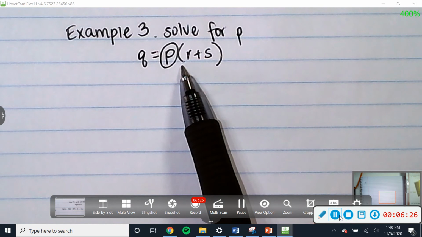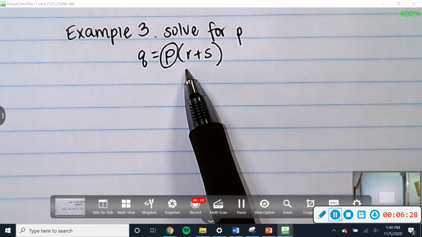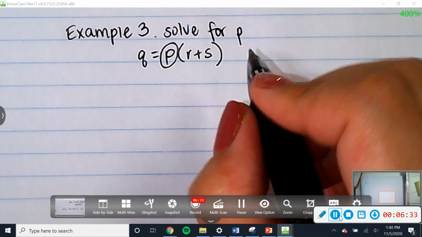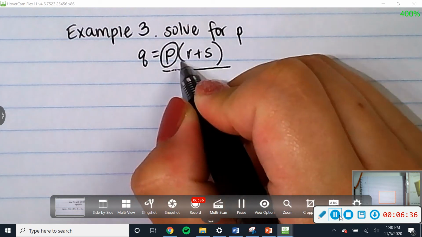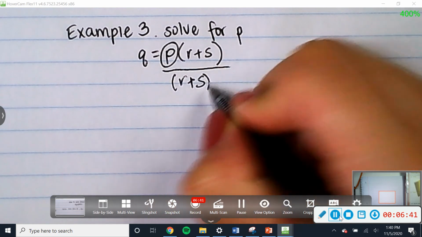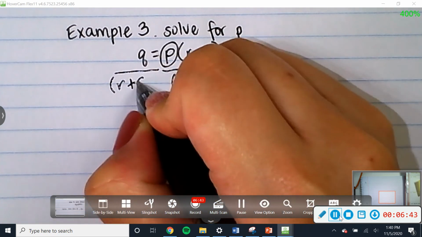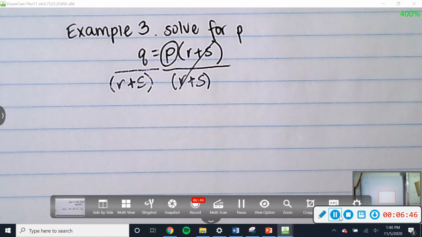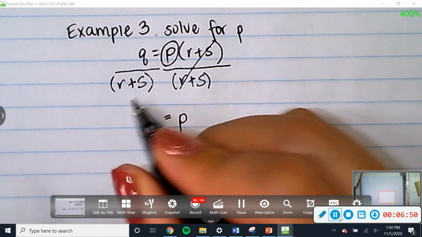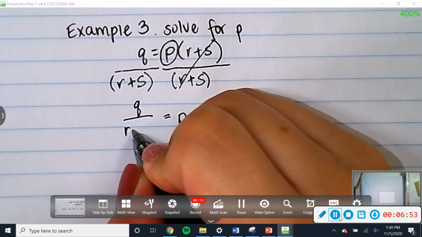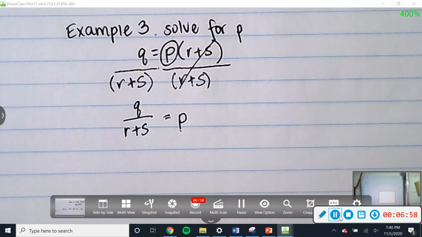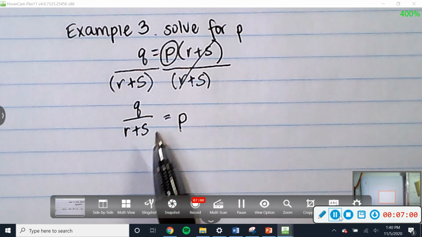And when you have something written in parentheses like this, you can actually multiply, divide the whole thing. So I'm going to do the opposite operation to cancel out this whole thing, r plus s. So I'm going to divide this on both sides. This way, I cancel this out. I'm just left with p by itself, and my final answer would just be q over r plus s. You don't break up this fraction because we have multiple things in the denominator, so you would keep your final answer in this form.